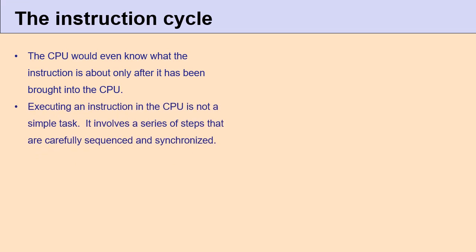So executing a CPU instruction is also a complex task. It is not a single task but a process that involves a series of steps that have to be very carefully sequenced and synchronized, and that has to be done for every single instruction that the CPU executes. So let's look at what those steps are and how they are organized inside the CPU.